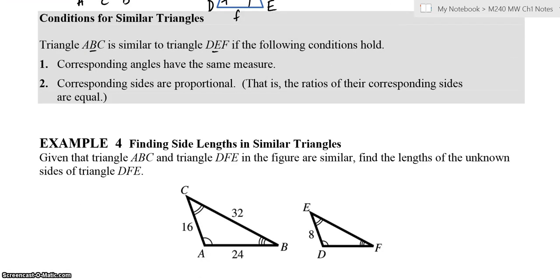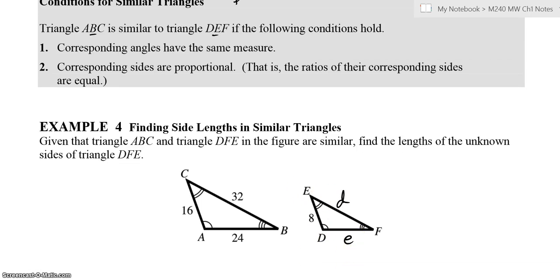So let's look at example 4. You can see the example 4 is similar. They're two different shapes, but they do have the same angles. So we want to find the lengths of these unknowns. So I'm just going to call this little d, and I'm going to call this little e. We don't have to label those because they're known.